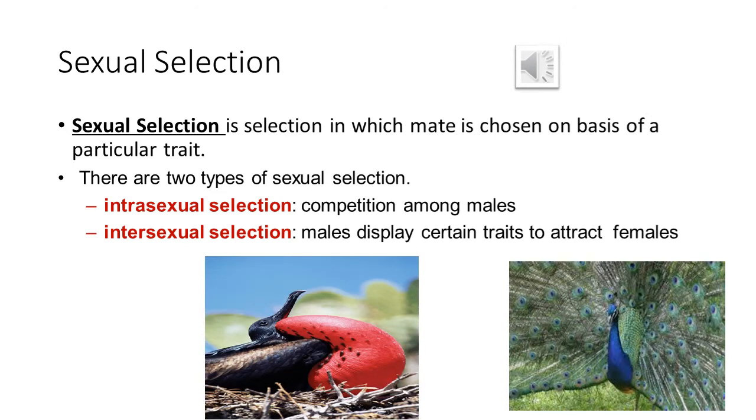Sexual selection is a selection in which a mate is chosen on the basis of a particular trait. Mate here indicates breeding or crossing. You know, in animals, males try to attract females by displaying certain traits, like birds dance, or frogs sing to attract females.